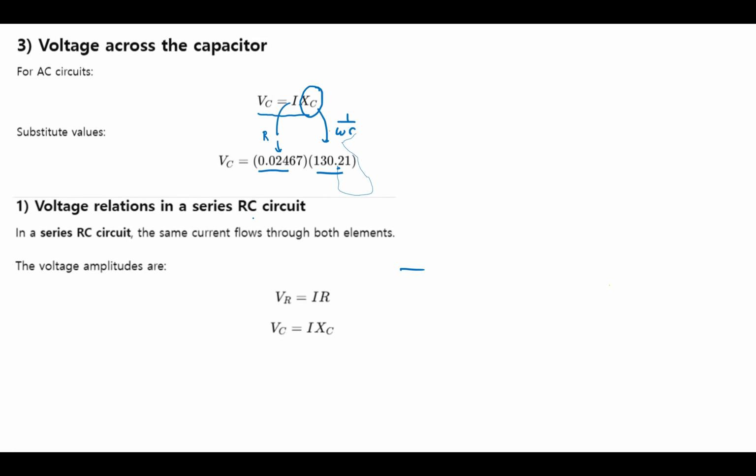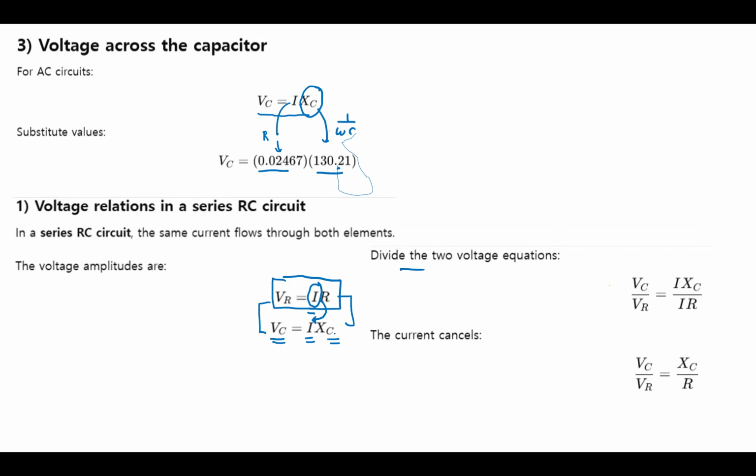So the voltage relation in the series RC circuit is given by this one. Note that these are the important steps we have utilized. In other words, it has the same current. So we found I from the given VR, and we plug in the I from this resistor current, and then we get the voltage across the capacitor. That's the logic we are following.